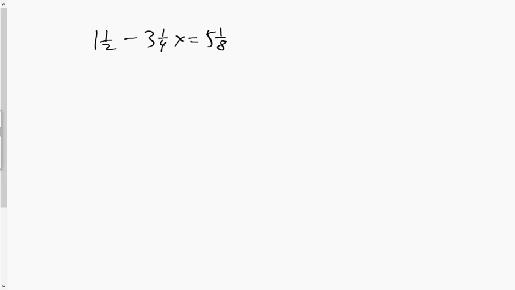Our next question looks complicated, but it's not so bad. Constant's 1.5, so you're going to subtract 1.5 from both sides. Once your constant's gone, you have negative 3.25x is equal to... Now this is the trick question. What's 5 1/8 take away 1.5? That's a grade 7 question.